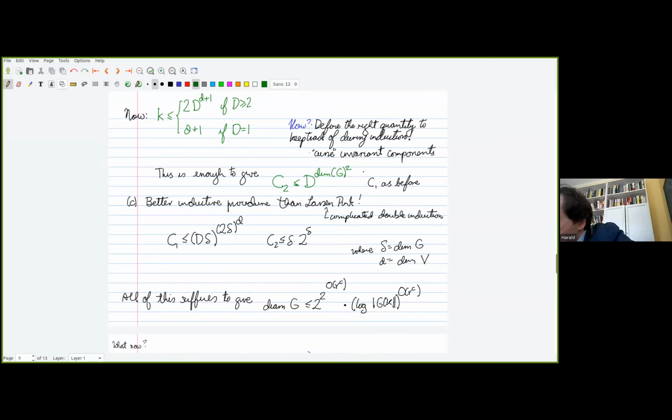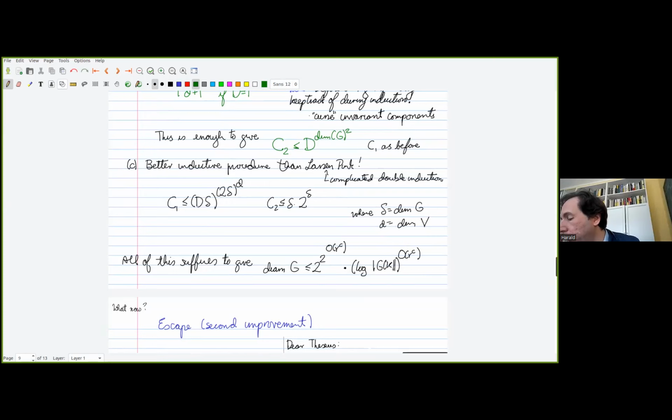Right. That's already very good. But moreover, you can also get a better inductive procedure than Larsen-Pink, because Larsen and Pink do a complicated double induction. But if you uncomplicate it, if you choose a different inductive procedure where you're really trying to go down in dimension all the time, then you get much more reasonable bounds.